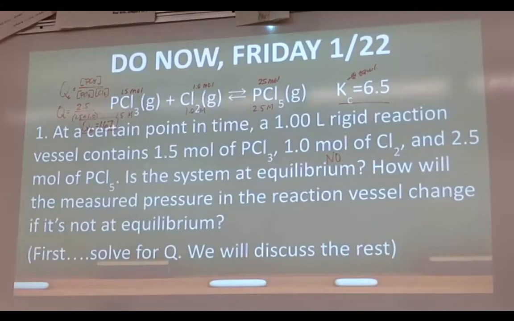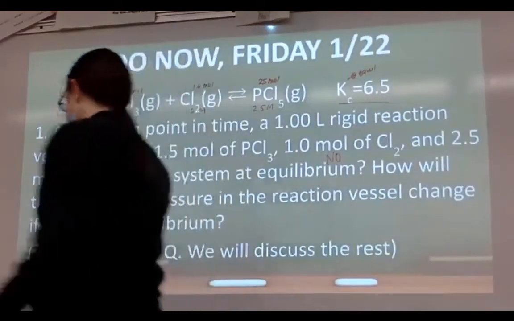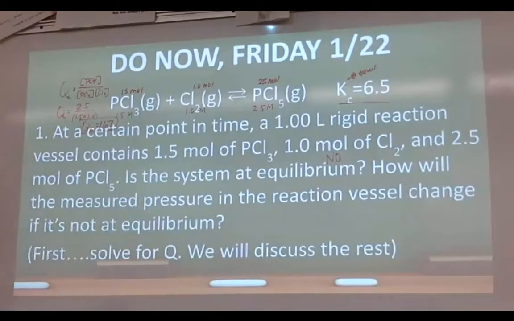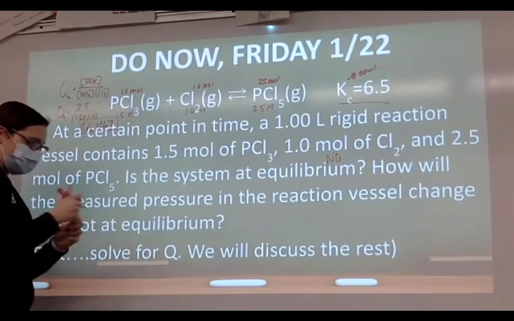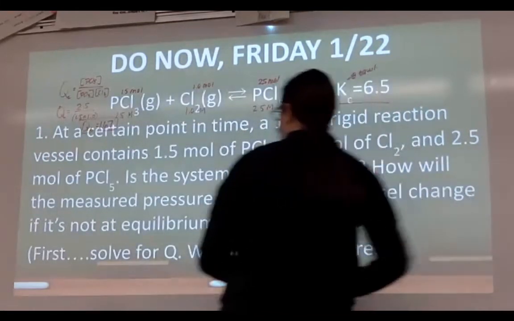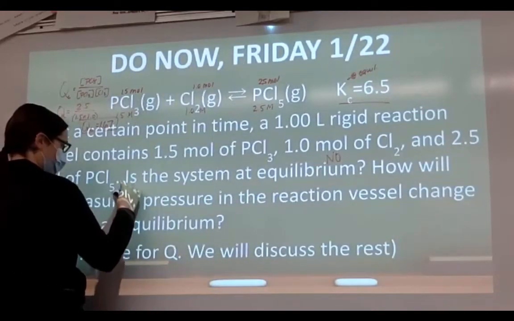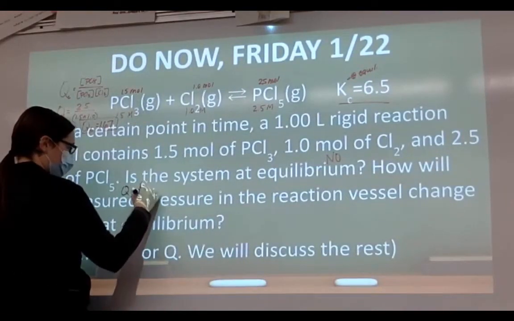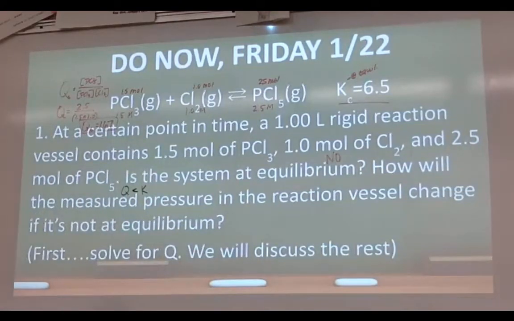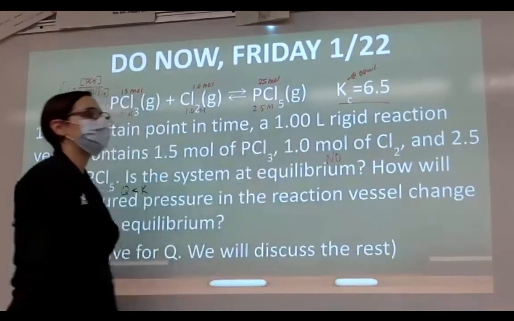Then it says, how will the measured pressure change if it's not at equilibrium? I'm going to talk through this right now, but then we will go back and talk through it again when we look at Q versus K. So first, now that we've determined that it's not at equilibrium, I'm going to start by talking about how Q is related to K. I'm going to start by saying Q is less than K. My value of Q is less than my value of K.